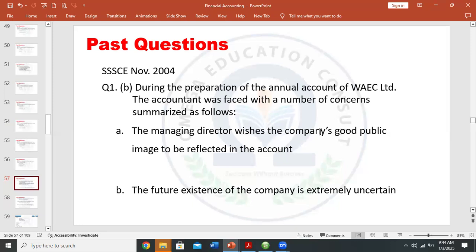So non-monetary elements are not added to the financial account, right? So if the director wishes the company's good public image, it has no monetary value to it, so we can't reflect it in the account. So that's money measurement. Okay, but I think you've done a great job so far.